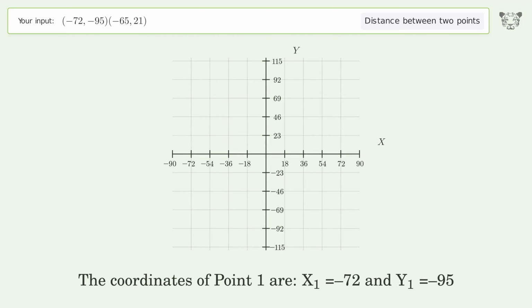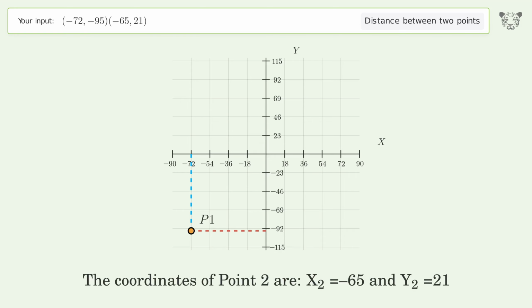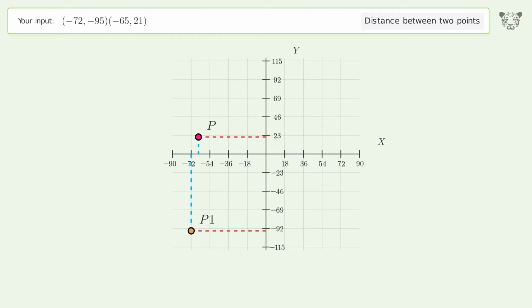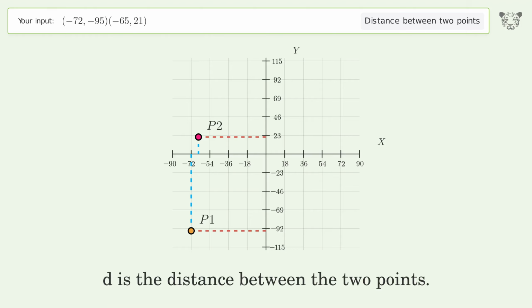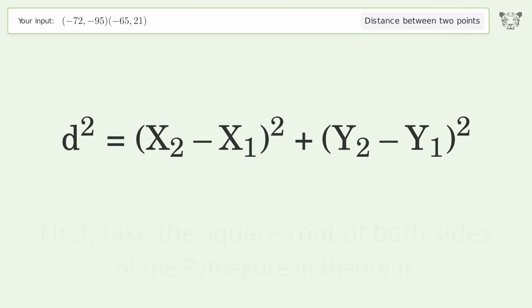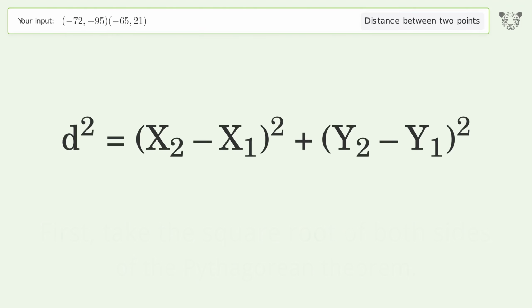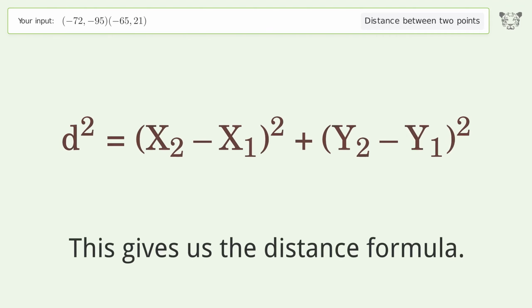The coordinates of point 1 are x1 equals -72 and y1 equals -95. The coordinates of point 2 are x2 equals -65 and y2 equals 21. D is the distance between the 2 points. First, take the square root of both sides of the Pythagorean theorem. This gives us the distance formula.